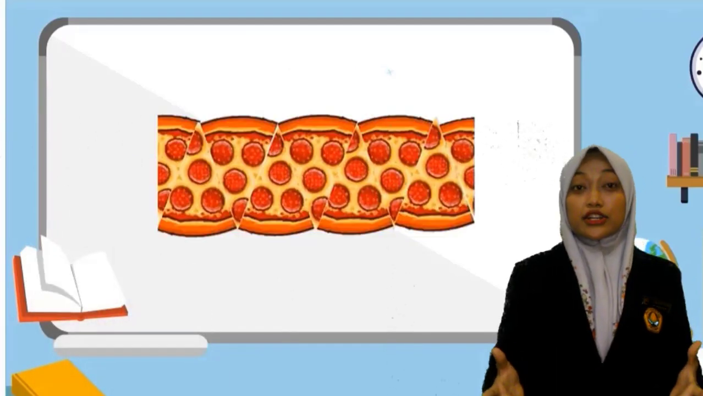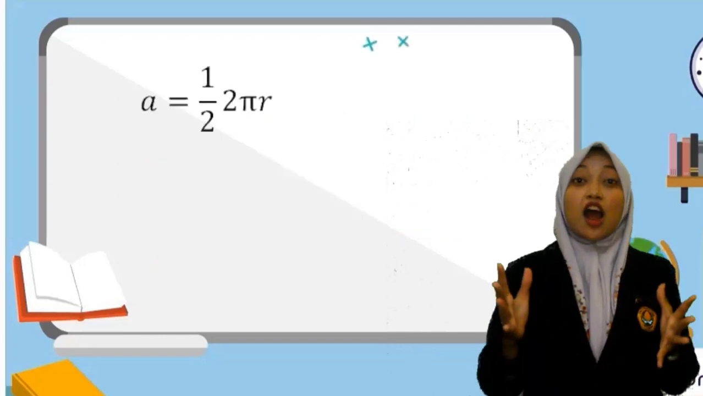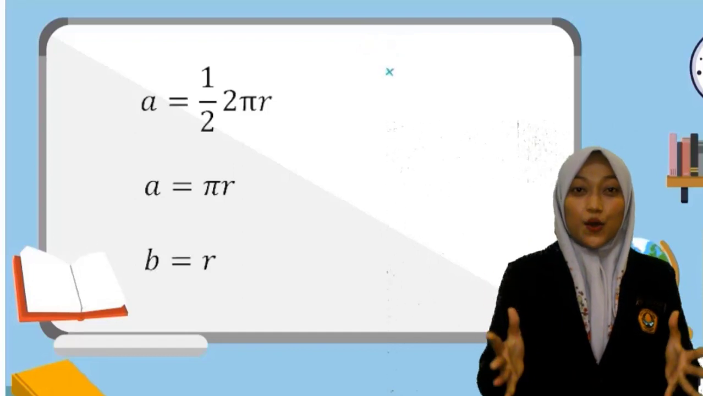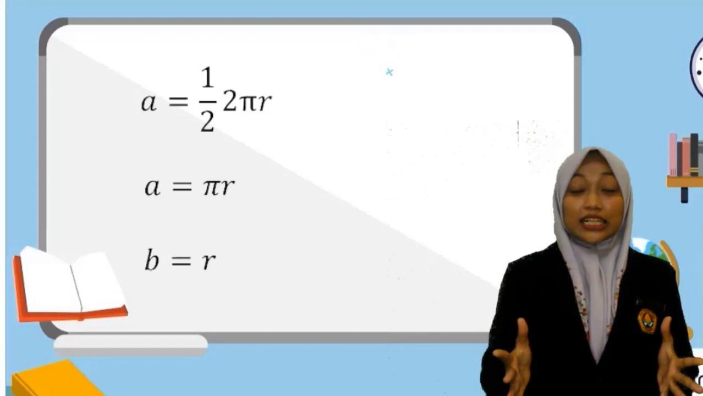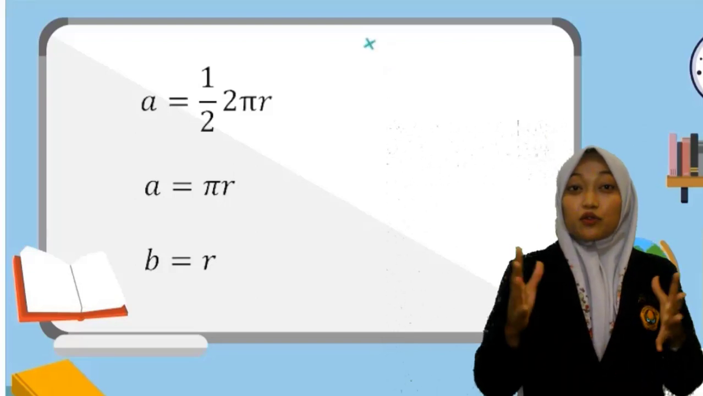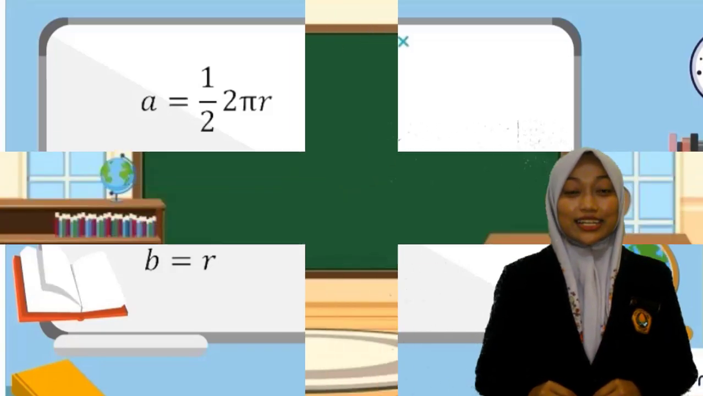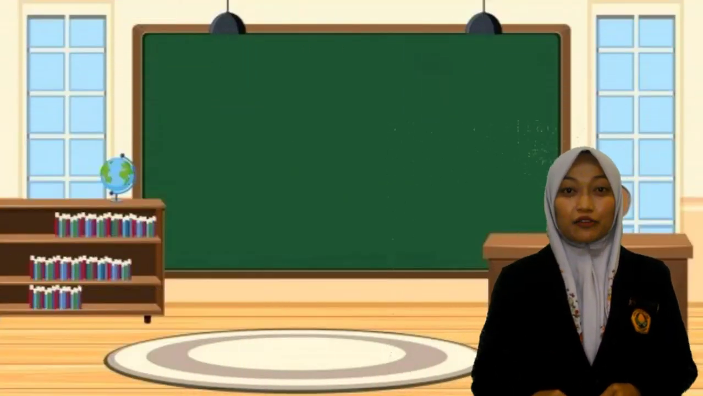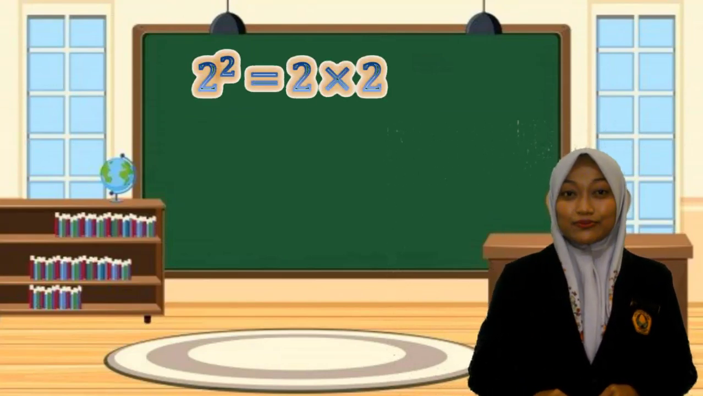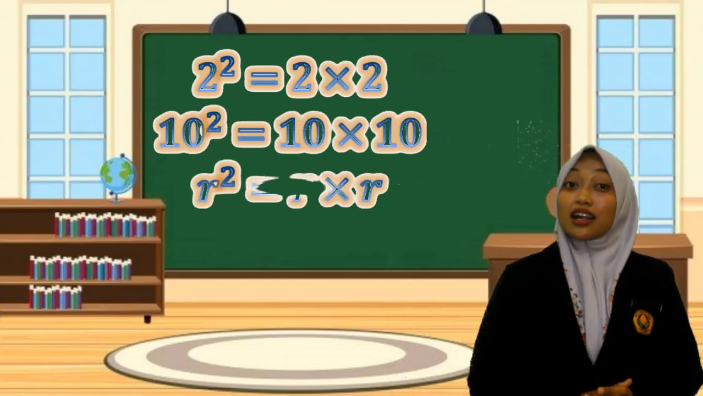So the area of the pizza equals A times B, where A is the circumference over 2 and B equals the radius. So the area of any circle equals pi times radius times radius. We can write it as pi times radius squared. Radius squared just means multiplying it by itself. For example, 2 squared just means 2 times 2, 10 squared just means 10 times 10, and r squared just means r times r.